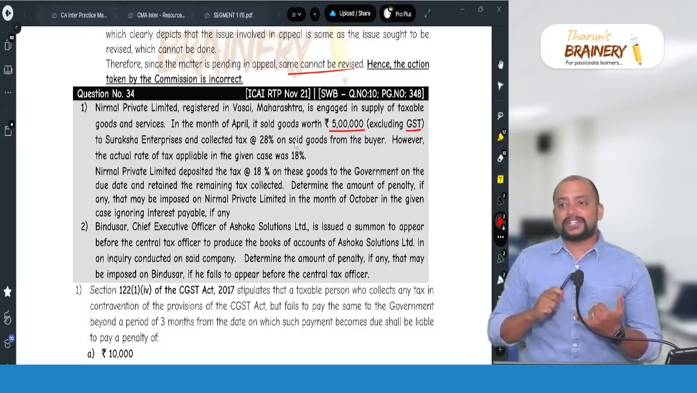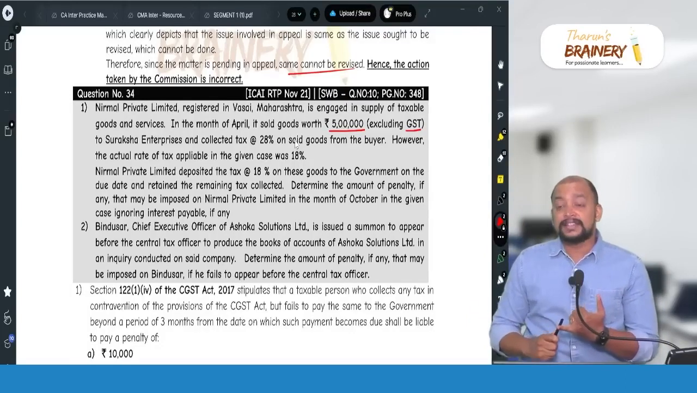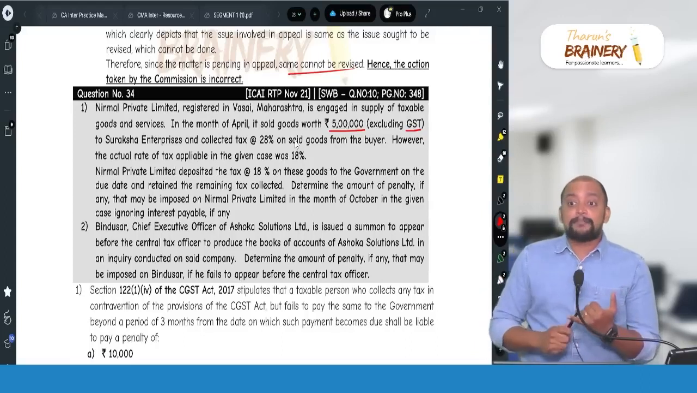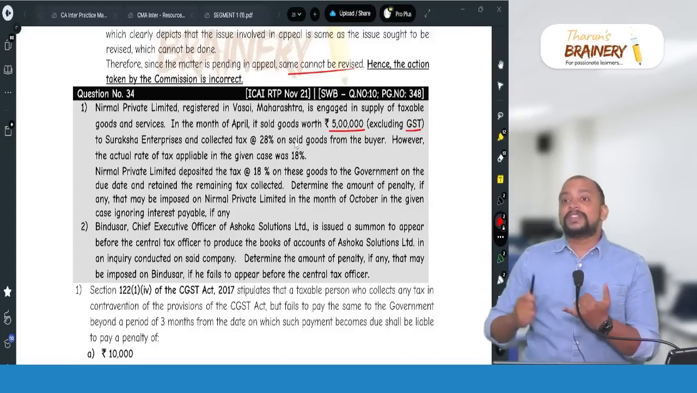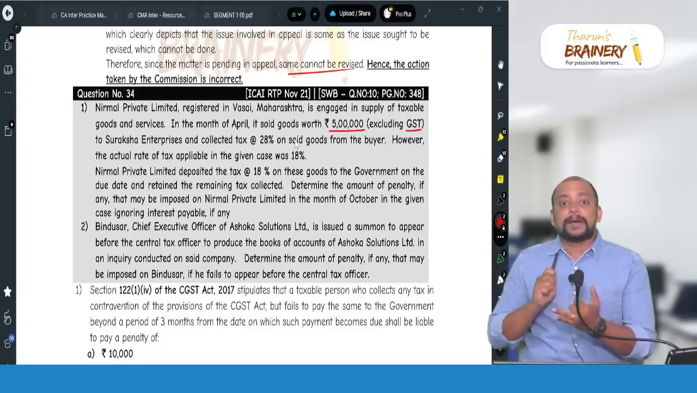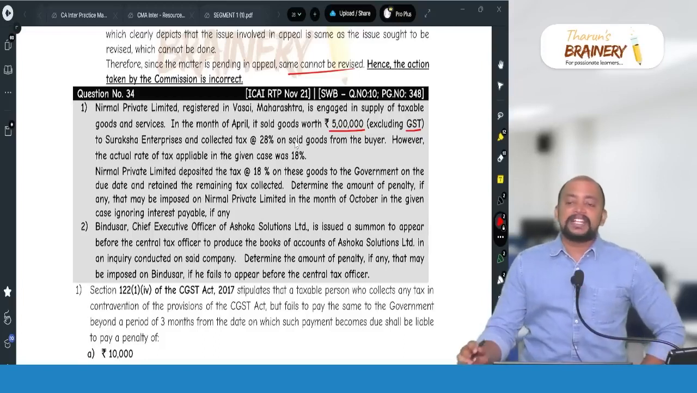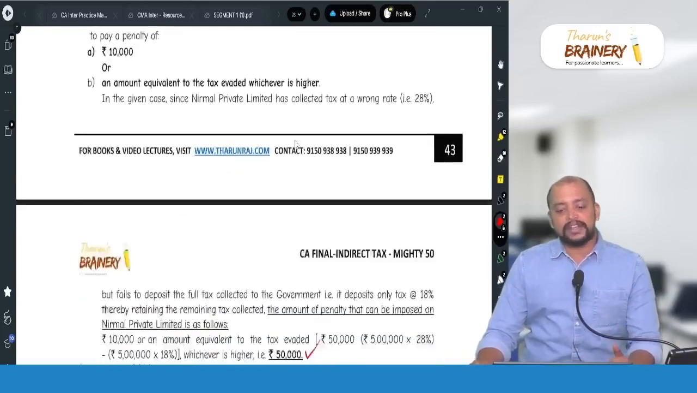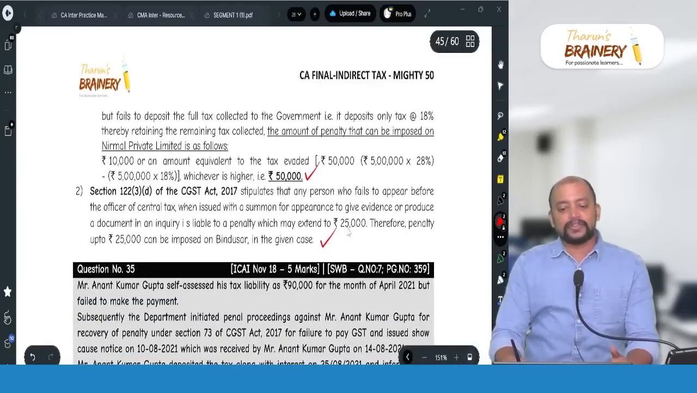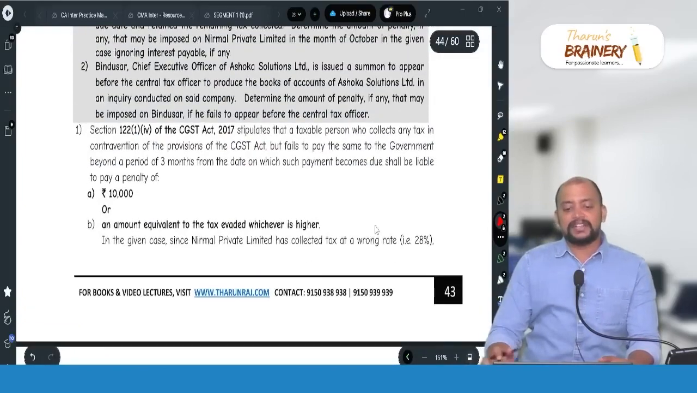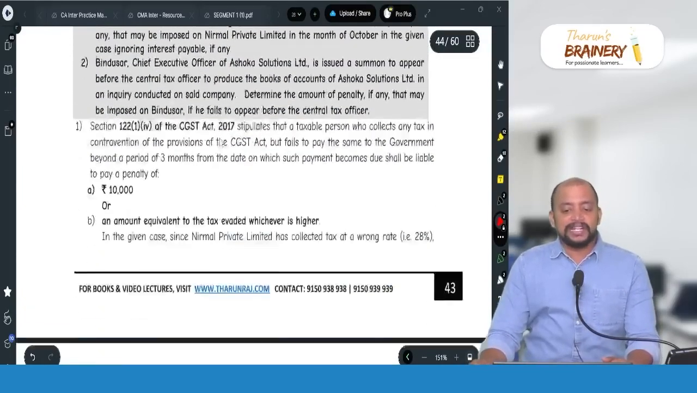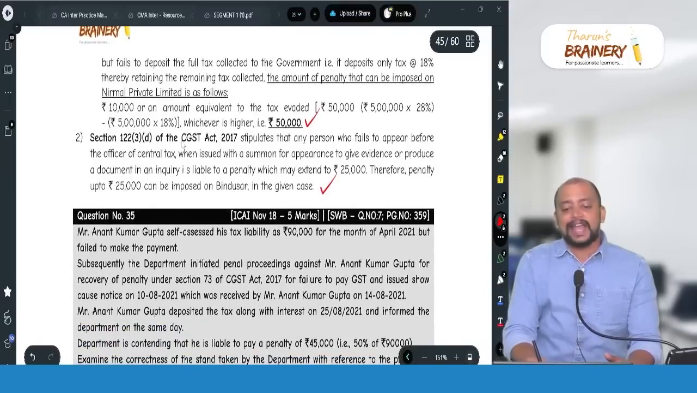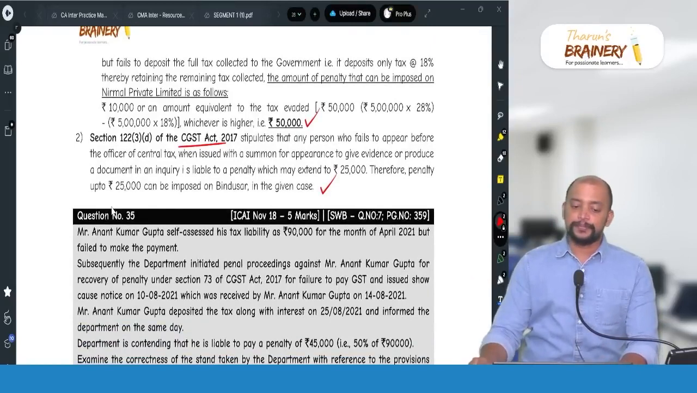So 122 subsection 3 is on a person who is not the main accused, but a party to the offense, or to whom the summons is issued, but he did not appear. In that case, the penalty will be under 122 subsection 3, and the penalty will be up to 25,000 rupees. That will be taken up to 25,000 under each act. That's the reason why, while giving the question, they have not given anything. So you can write under CGST Act 25,000. The same penalty is payable under SGST Act also.